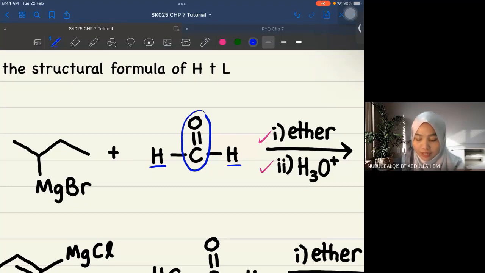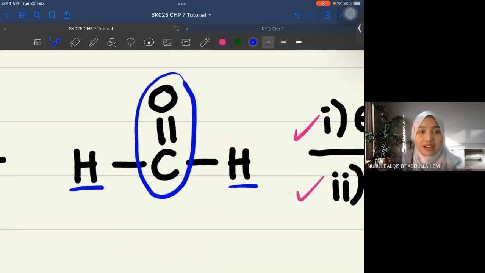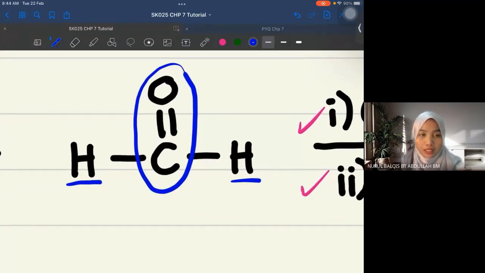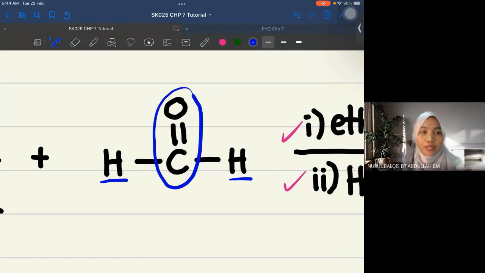Okay, awak kena faham sekarang, nak buat alkohol, kena ada at least 1 O. Datang pada mana 1 O? That 1 O comes from this carbonyl group. Okay, kalau awak kata carboxylic acid, you don't even have 2 oxygen in here. That's why it is not possible to synthesize carboxylic acid from only aldehyde or ketone. Got it? Okay, so sekarang ni you only have 1 O. Maksudnya you akan secure to form alcohol.